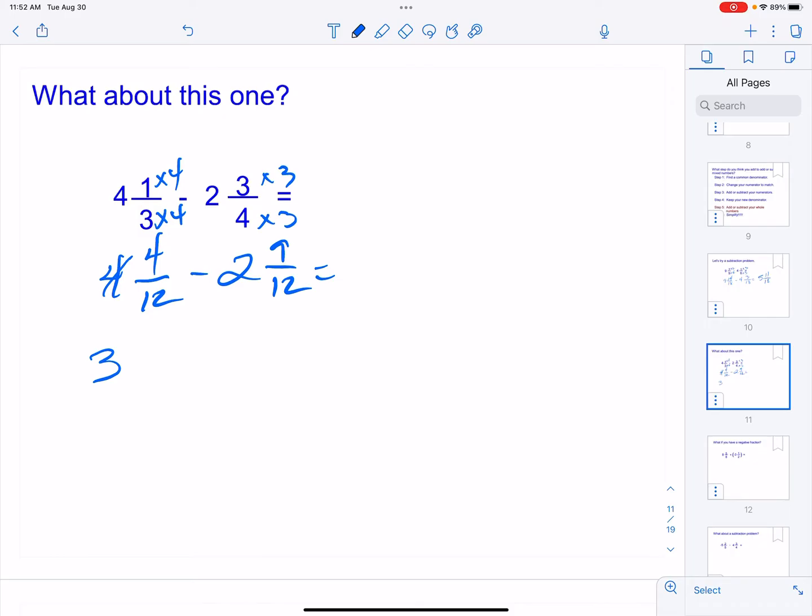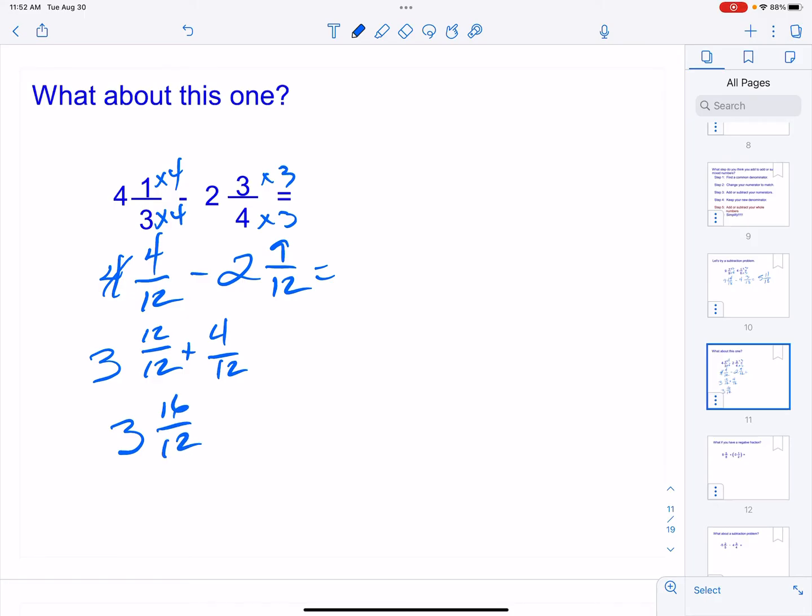But now that 1 that I borrowed, I need it to be in fraction form, and I need it to have a 12 as the denominator. So that really is 12 over 12. So that 3 and 12 over 12 is really that 4, plus the 4 twelfths that we still have. So when I borrow that 1, what this really becomes is 3 and 16 twelfths.